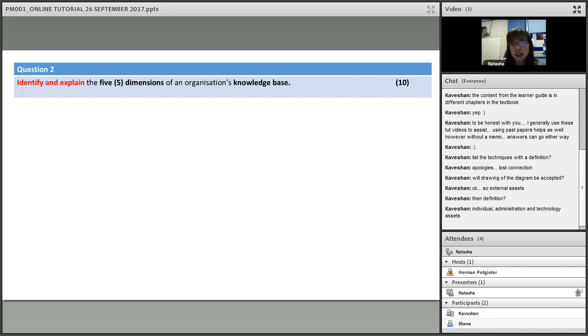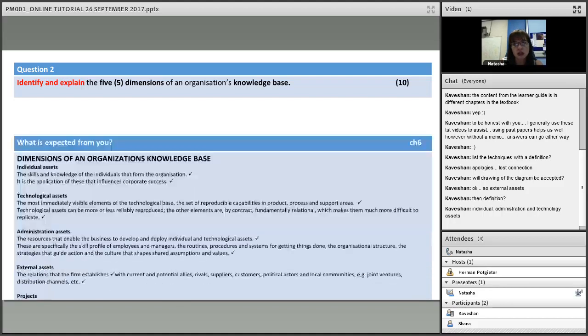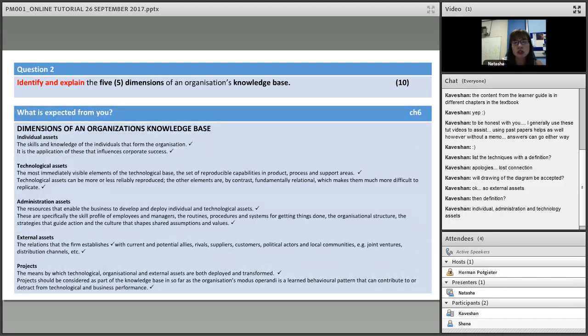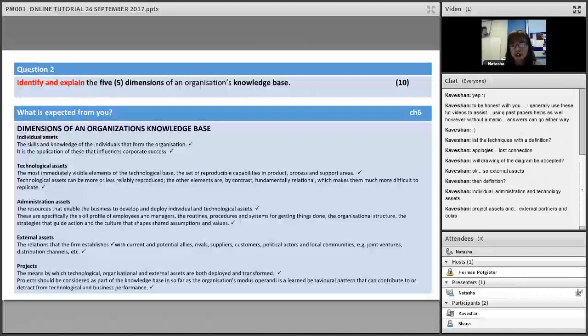You can, yes. So when you look at answering this question, remember you need to provide not only one dimension, but you need to provide 5, okay, for the organization's knowledge base. All right. So you need to make sure that you look at, yes, brilliant, individual, administration, technology, asset, brilliant, projects, all of those. You've got it. Well done. When we look at what needs to be included under each, this is what we're looking for.